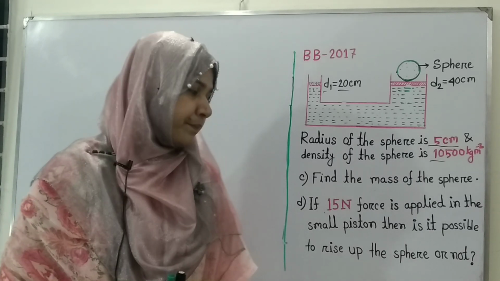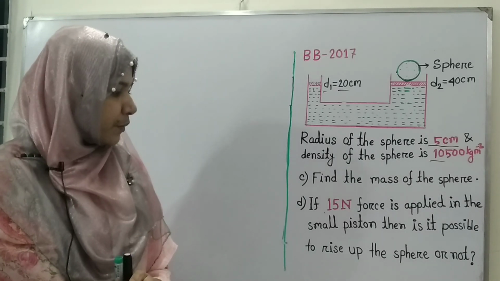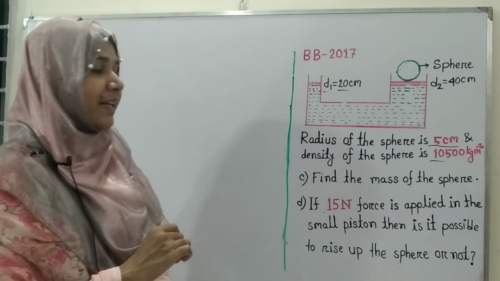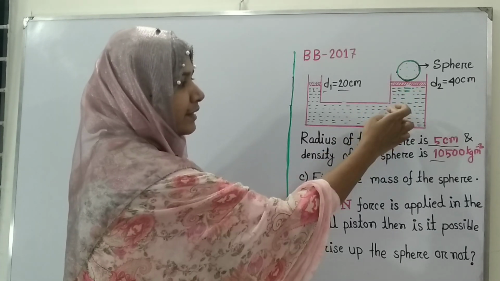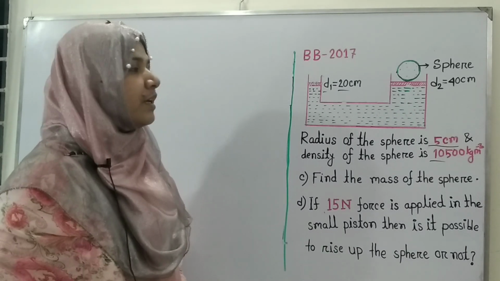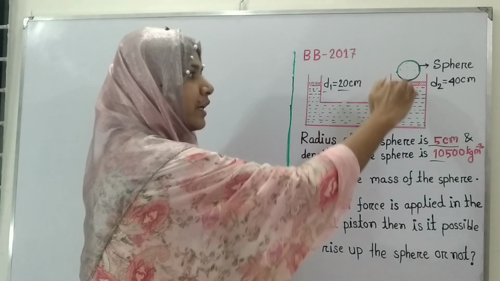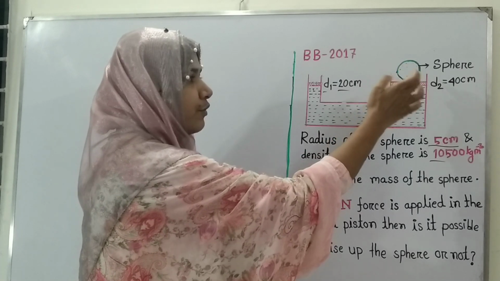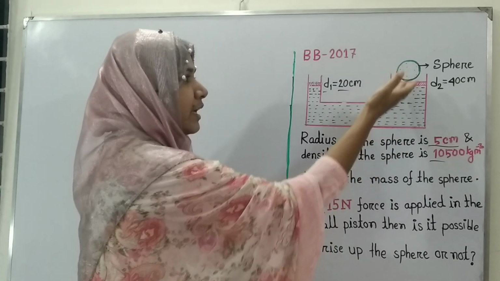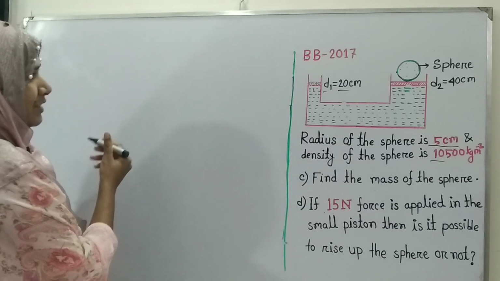Now question number D. If 15 Newton force is applied in the small piston then is it possible to raise up the sphere or not? That means we have to calculate the weight of the sphere and the upward force that is exerted on the larger piston. Then we can say if the weight of the sphere is greater than the upward force, then the sphere will go downward, and if the weight of the sphere will be smaller than the upward force, then we can able to raise up the sphere. So start to calculate question number D.